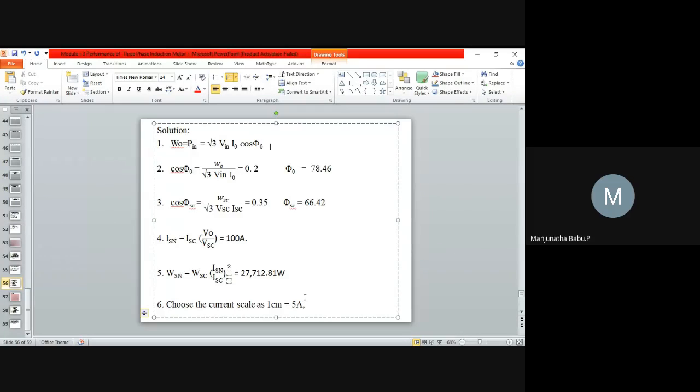So I'll choose the current scale as 5 amps, or you can choose the current scale as 10 also. If you choose the current scale as 10 amps, your circle diagram will be very small, and we will be getting very small readings. To avoid that, we are considering 1 centimeter is equal to 5 amps. Now if 1 centimeter is equal to 5 amps, your short circuit current at normal voltage will be equal to 20 centimeters. So go according to the scale. Now with respect to this, go for the graph.